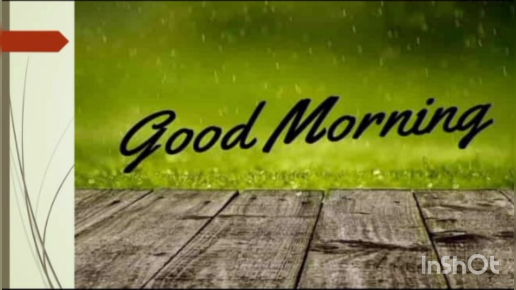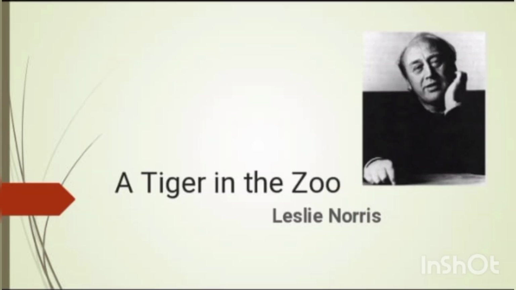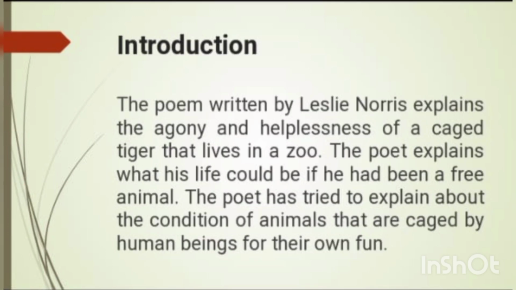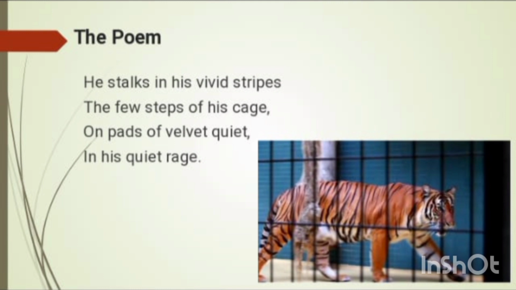Today, we shall be dealing with the lesson A Tiger in the Zoo by George Leslie Norris. The poem, written by Leslie Norris, explains the agony and helplessness of a caged tiger that lives in a zoo. The poet explains what his life could be if he had been a free animal. The poet has tried to explain the condition of animals that are caged by human beings for their own fun. Now let's analyze the poem.